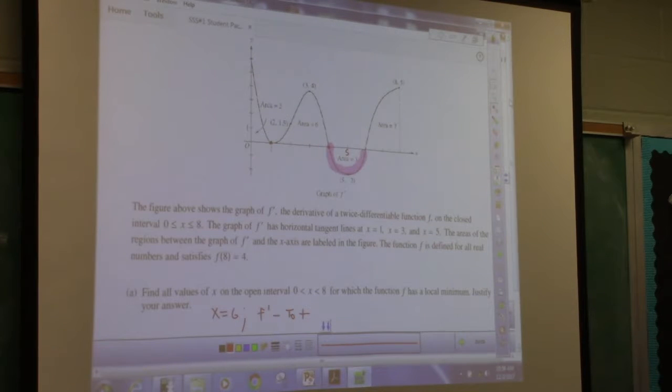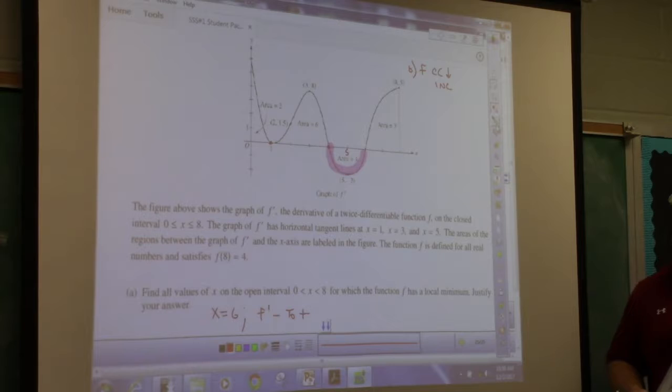Part B says, on what interval would the graph of f be both concave down and decreasing? Last time we wanted to find out where it was concave down and decreasing. Now we're wanting to know where f would be both concave down and increasing. All right, so what are we looking for here? So in part B, we're wanting to know where f would be concave down and increasing.